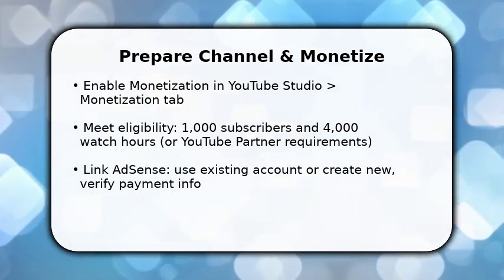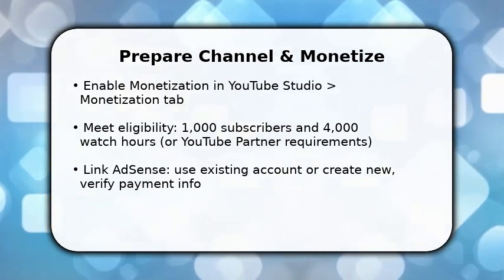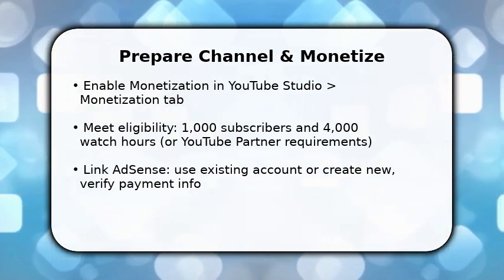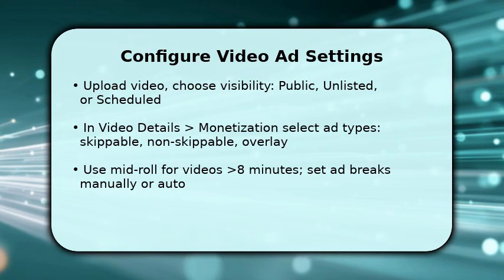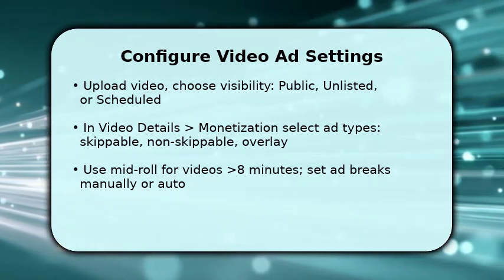While you're here, set your channel preferences for ad formats and location. This ensures YouTube can match advertisers to your content quickly and correctly. Next, upload or open the video and go to video details to enable monetization so ads can be attached.